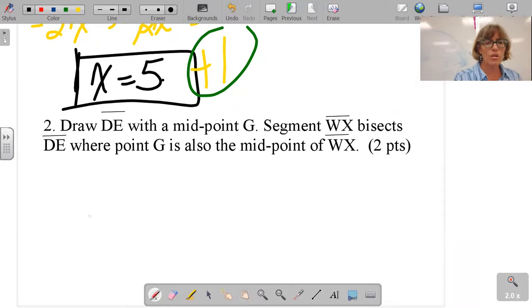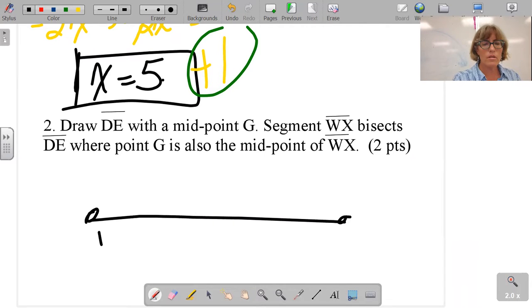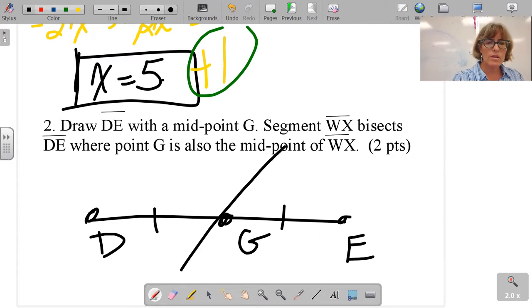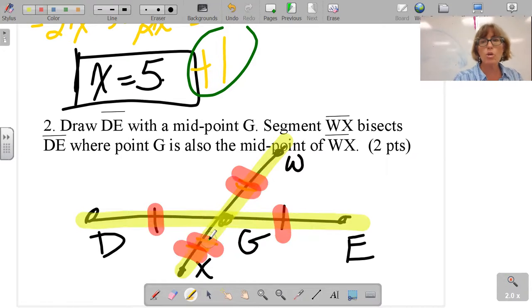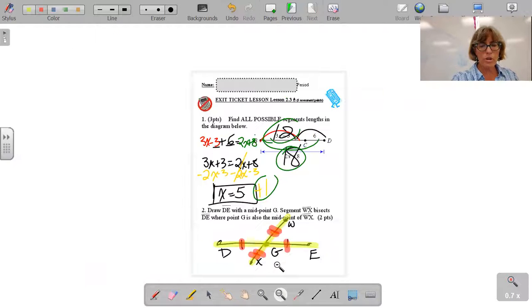And this one should look like this. DE, midpoint G, WX, it doesn't matter which one's W and which one's X, but it's a midpoint going this way. So they get 1 point for the letters being in the right place, and then 1 point for 1 hatch mark, 2 hatch marks, total of 2 points there. All of these are 5 points total.